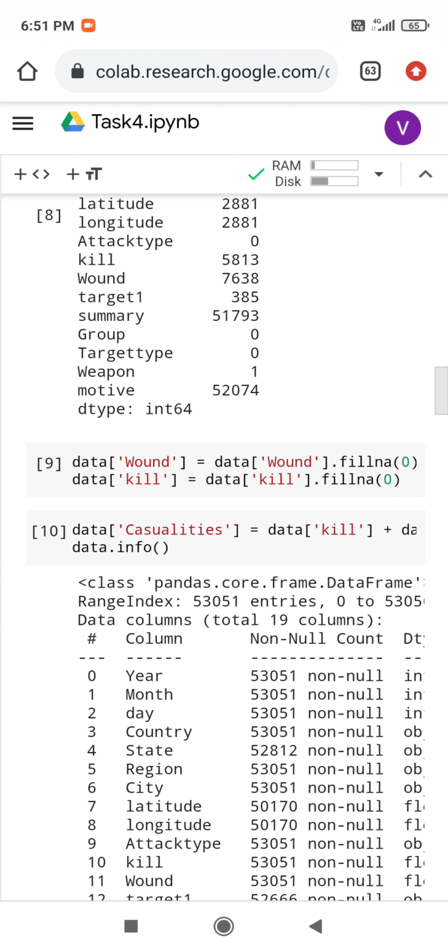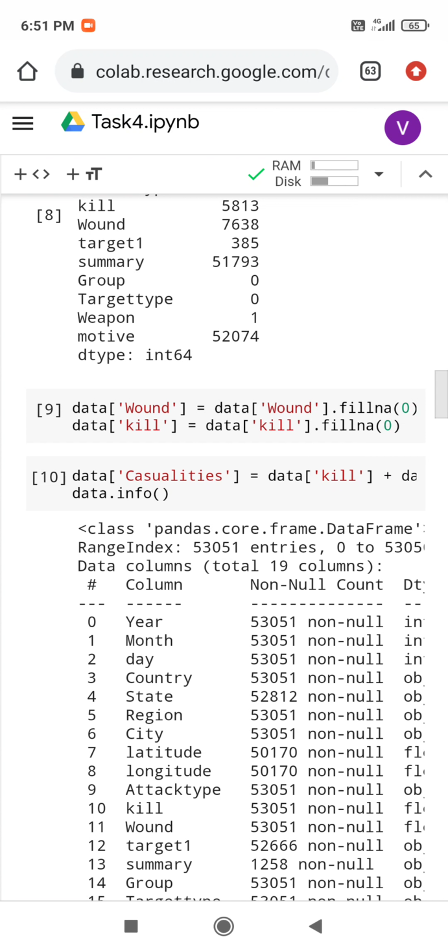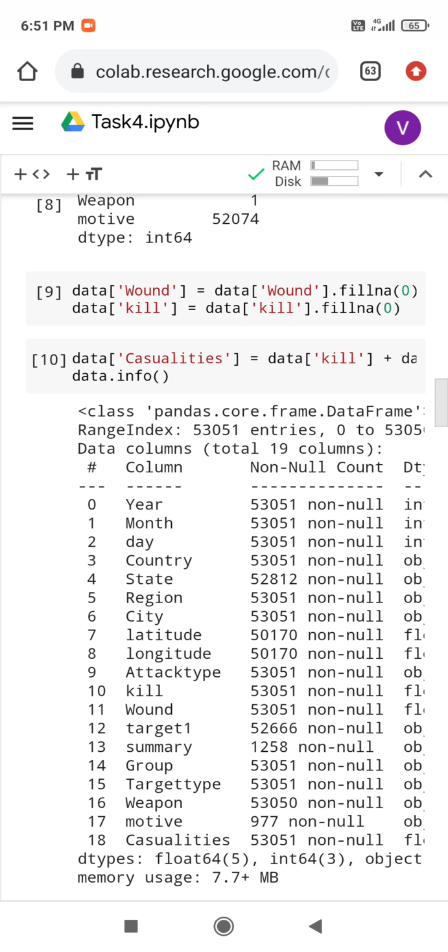And next we are going to create wound and kill columns. So we use these lines. So here we are creating the wound and kill columns. Next, adding casualties as a column to these wound and kill columns. So we are adding the two columns, kill and wound, to create another column of casualties. Here the wound and kill columns are filled with zeros only.